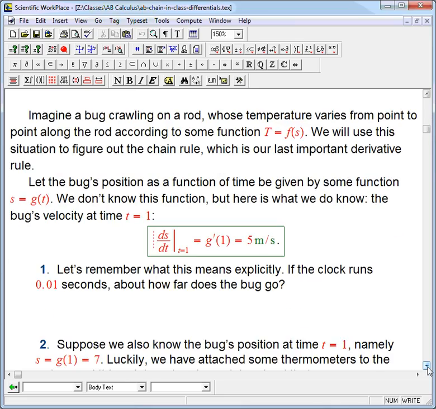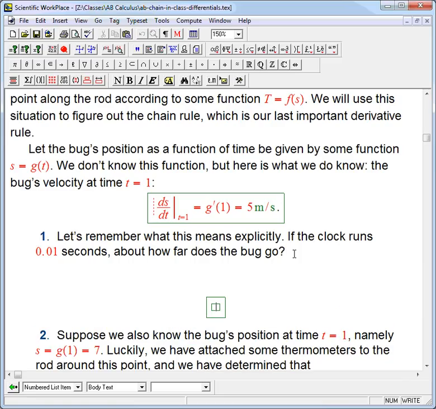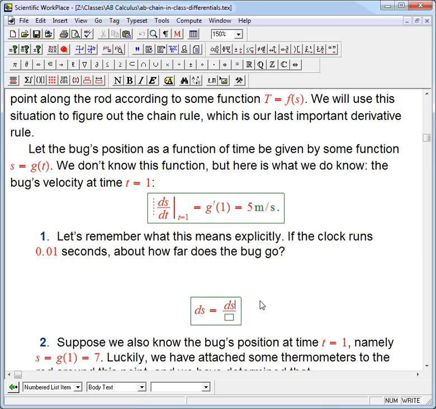So, going quickly through the first parts, because I don't think people have as much trouble with that. If we know the velocity of the bug at time t equals 1 is 5 meters per second, then we can ask how far does the bug go? This is really important: that's a verbal expression, but we actually have a notation for that. It's called ds. And it is, of course, ds/dt times dt.